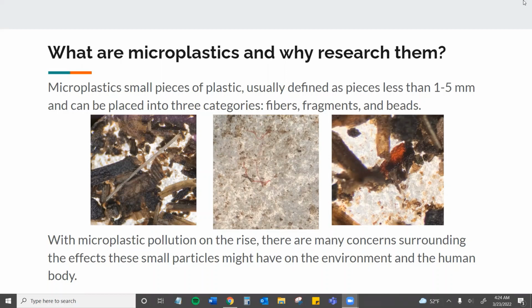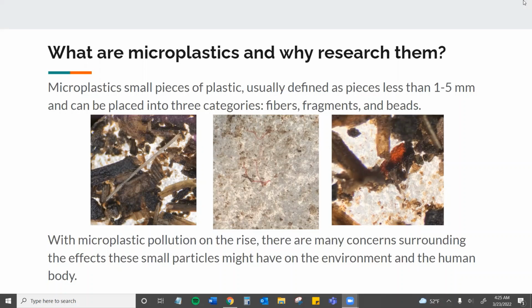So, what are microplastics and why should we research them? Microplastics are small pieces of plastic, usually defined as pieces less than 1 to 5 millimeters. And microplastics can be placed into 3 different categories: fibers, fragments, and beads.